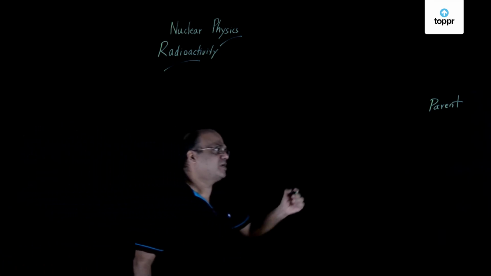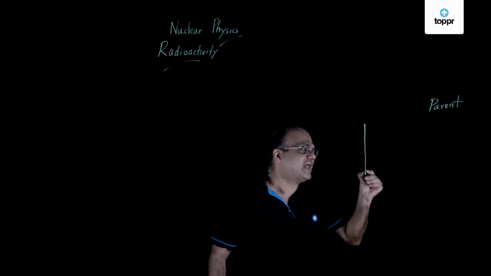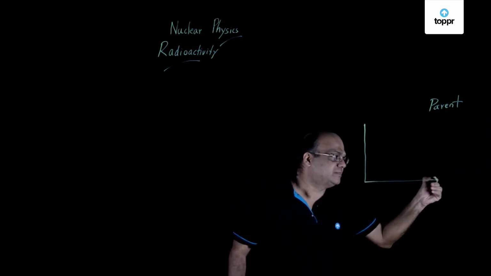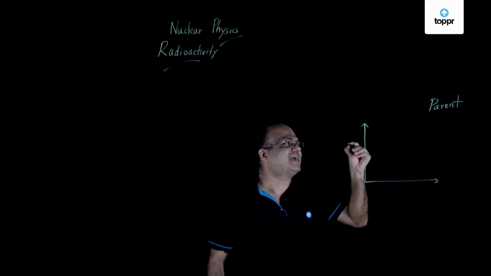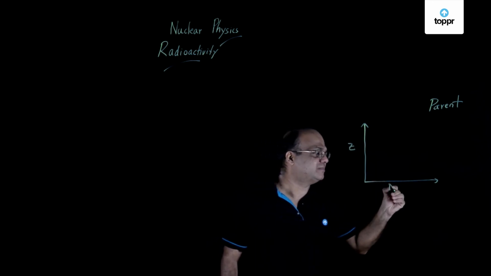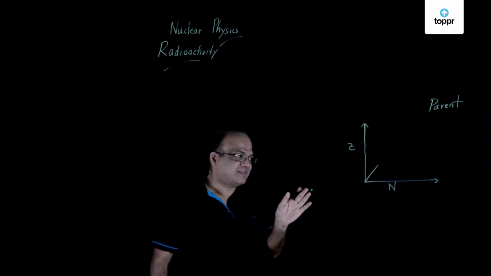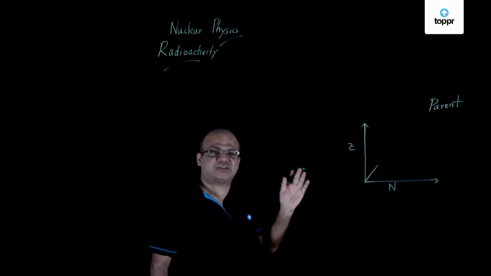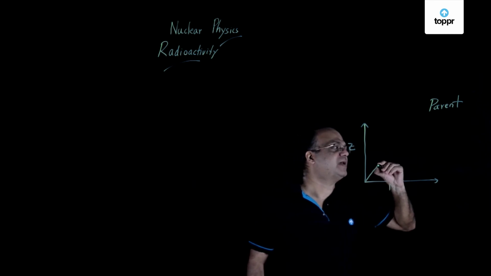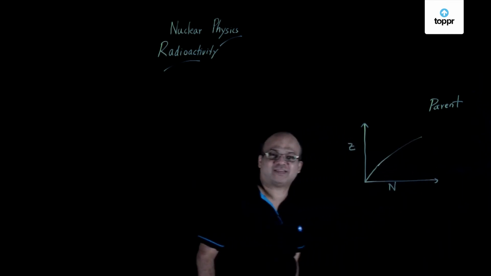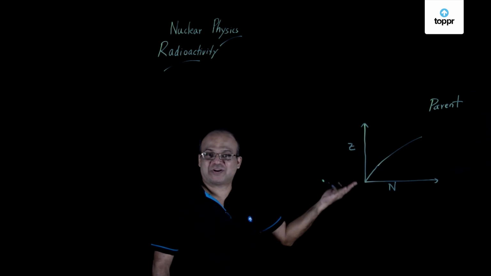Now, this is the line of stability. This is Z, this is N. This line is at 45 degrees up to calcium 40, and then it bends towards the neutron axis, the number of neutrons.